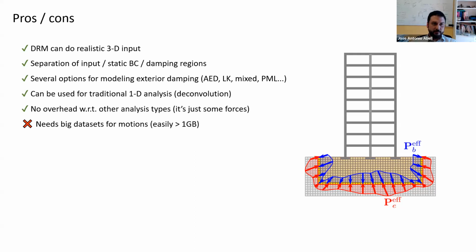Now, the cons, you need big data sets, easily over 1 gigabyte, 5 gigabytes is rather typical. DRM datasets need to be simulated, although Boris Jeremic over at UC Davis is doing some work on the convolutions of records into DRM. So that's exciting stuff.